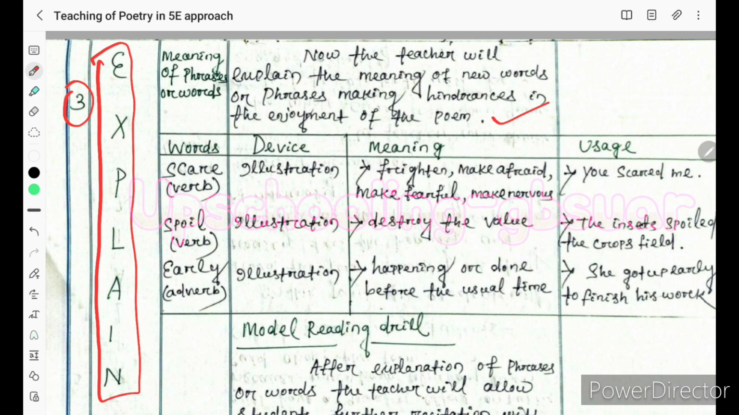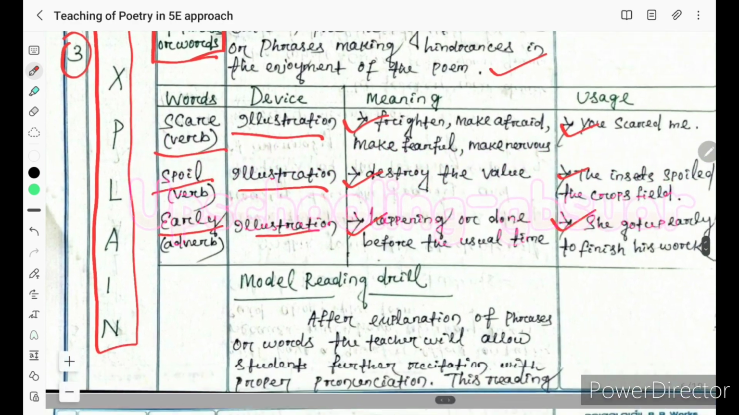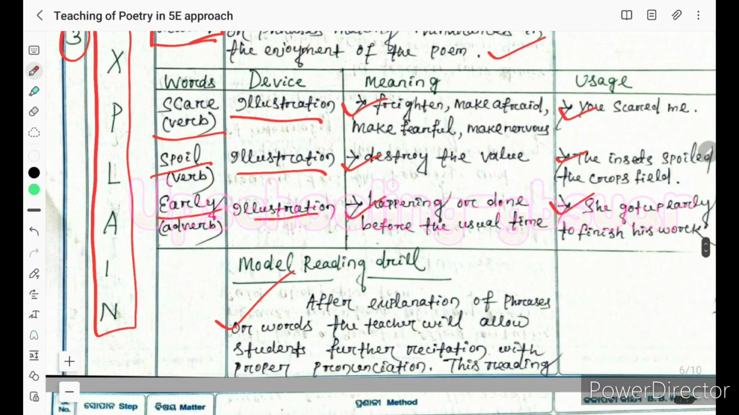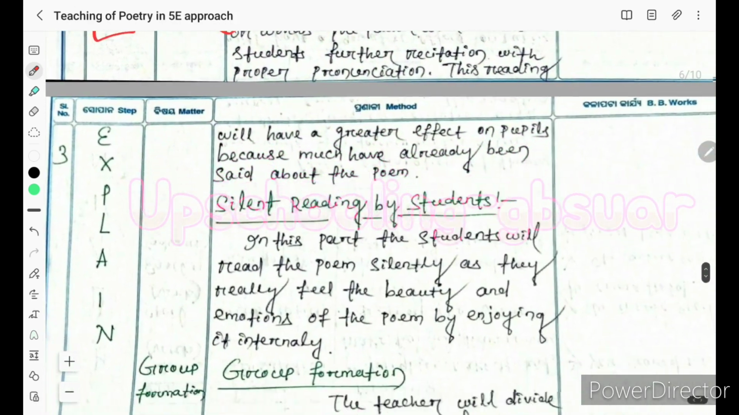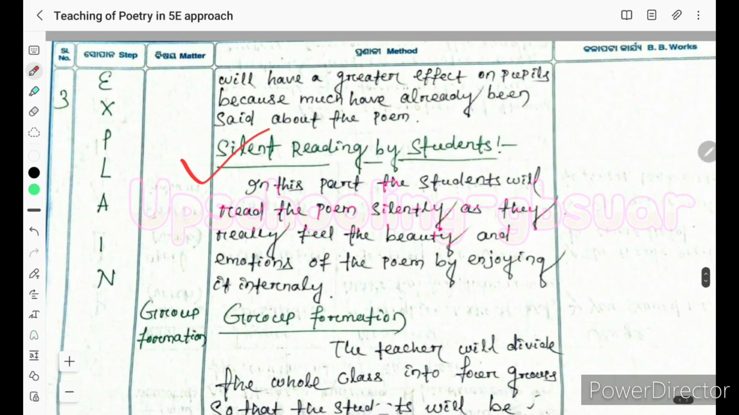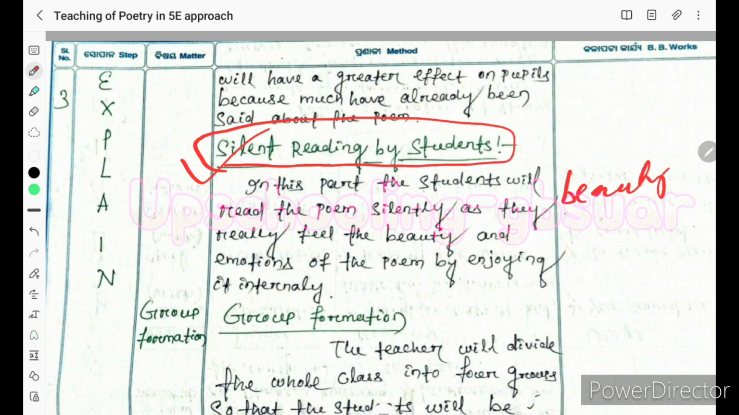Model reading drill. After explanation of the phrases or words, the teacher will allow the students further recitation with proper pronunciation. This reading will have a greater effect on pupils because much has already been said about the poem. Silent reading by students. In this part, the students will read the poem silently so that they really feel the beauty and emotions of the poem by enjoying it internally.